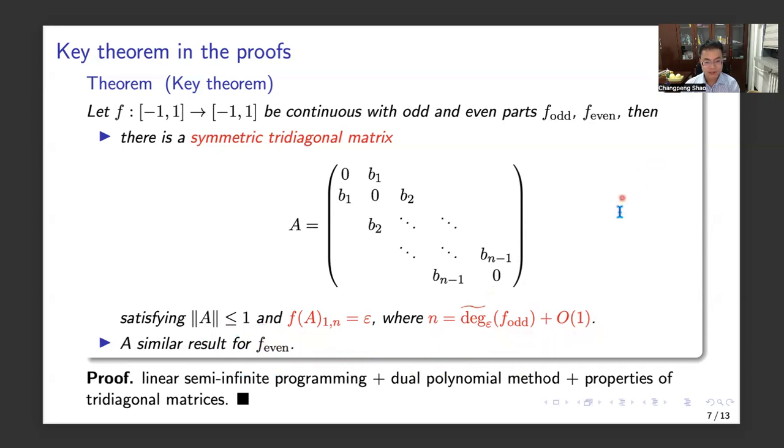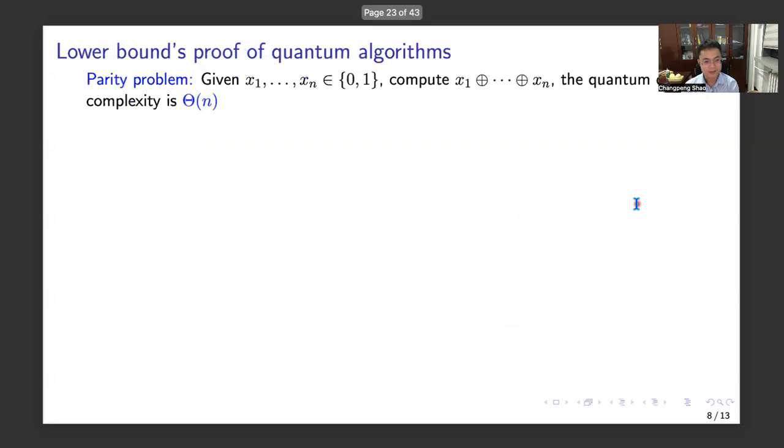I will not introduce the proof of this theorem, but basically it uses these three techniques: the linear semi-infinite program, the dual polynomial method, and some properties of tridiagonal matrices. This theorem basically builds a connection between symmetric tridiagonal matrix and the approximate degree. Okay, next I will assume this theorem is correct and try to prove the lower bounds in the quantum case and also in the classical case.